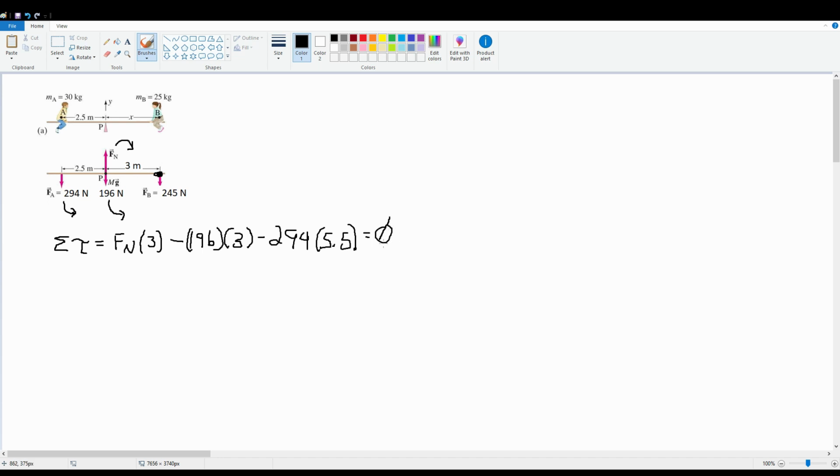So when I plug these numbers in, 196 times 3 and 294 times 5.5, I end up getting 3 times Fn equals 2205, which then gets me that the normal force is going to be 735. So the exact same number I got before. Again, maybe some slight differences because of the 9.8s and stuff, but essentially everything's there.